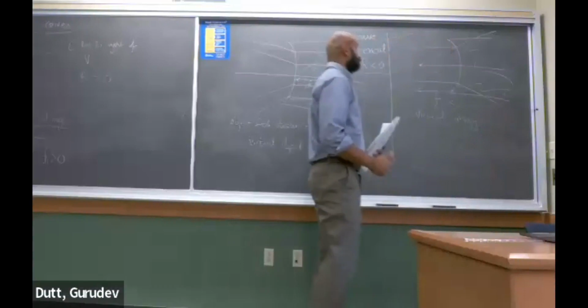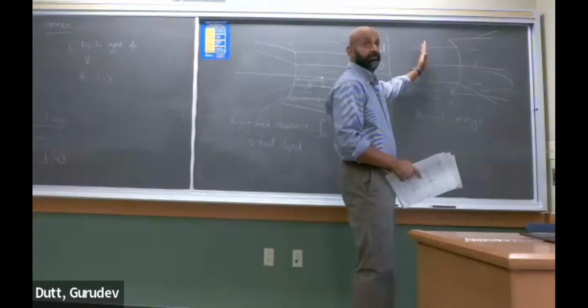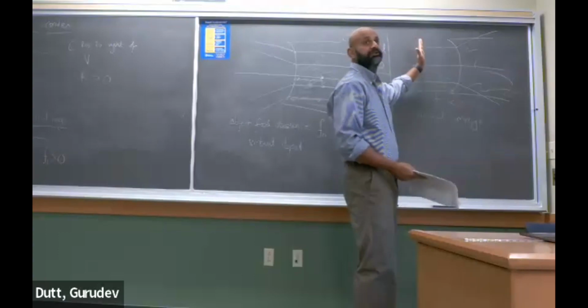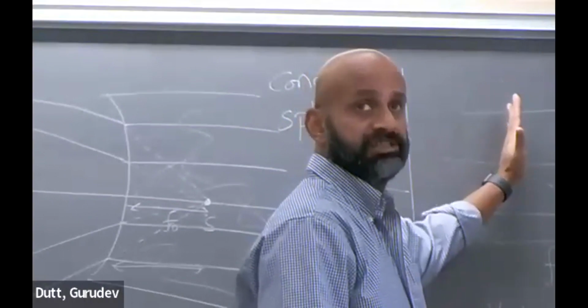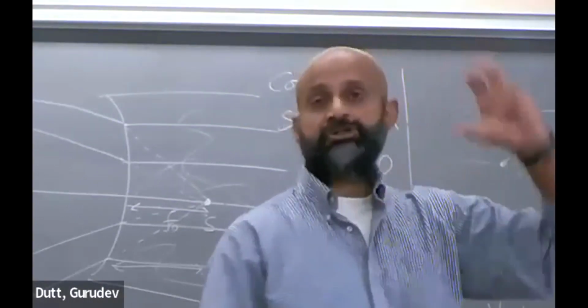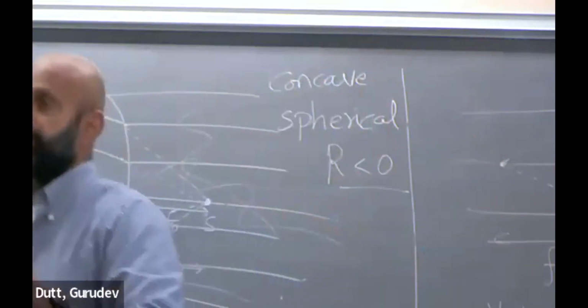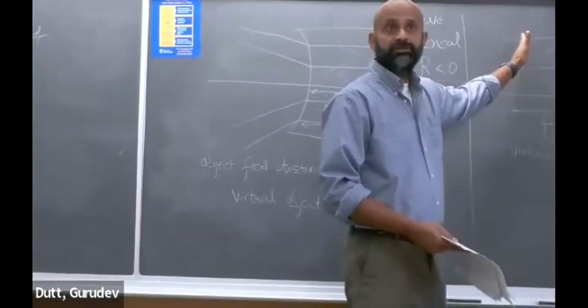Because it's a virtual image, if I place a screen at this point over here, I would not see anything. There would be no image that's actually formed. A screen captures all the rays that are converging onto the screen. But here the rays are diverging from the screen. So this is a virtual image.